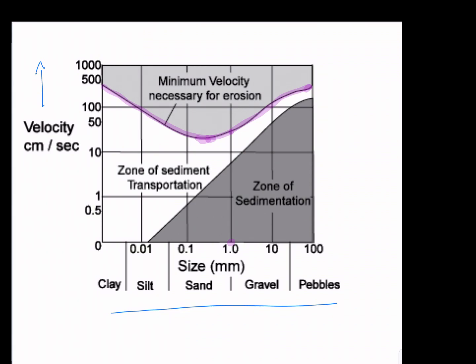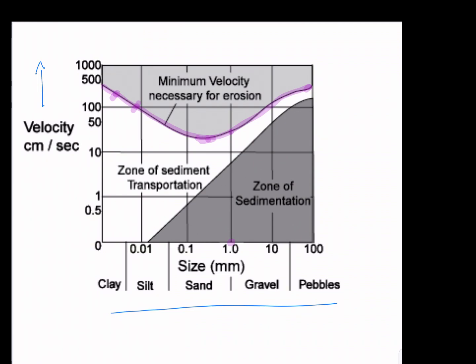They're heavier things, they're bigger, they require a higher velocity in order for that to be moved down the stream channel. What might be a little bit surprising, though, is that it also takes a fairly high velocity in order to move material that's down here in the clay and silt area. The reason for that is that clay in particular is so small, it has a very high ability to adhere to itself.